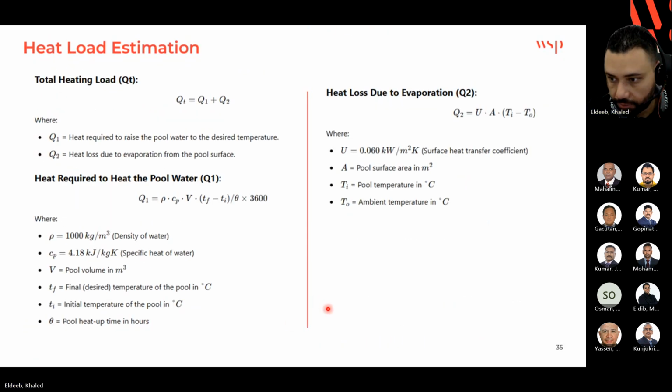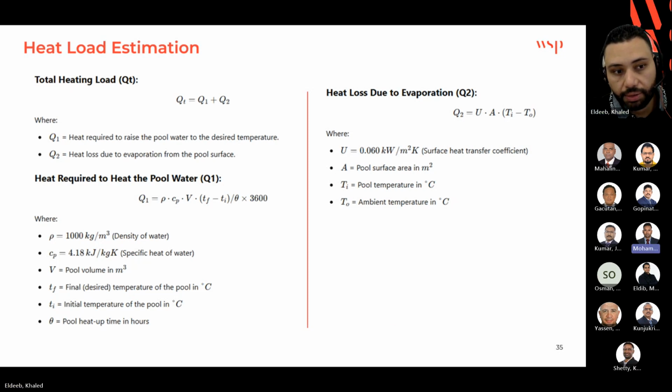Hi, Khalid. Just one doubt regarding the initial temperature. How come this is 20? Could you please explain? Because we are calculating, right? We know our desired temperature, maybe 28, like always 28 plus or minus 1, and we know the ambient condition. But how are we fixing this initial temperature as 20?